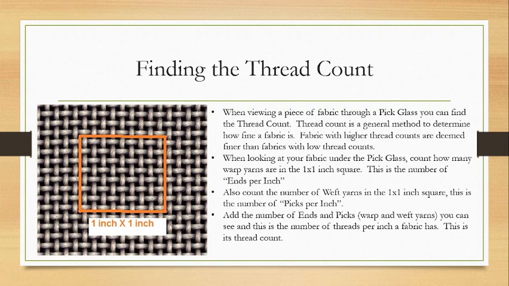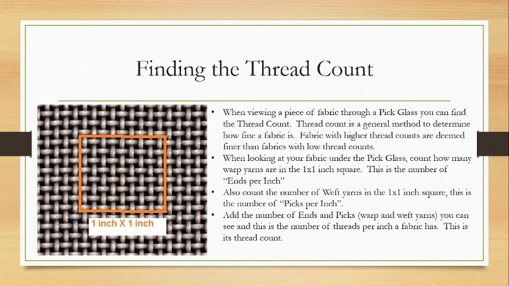So, thread count. If you've ever bought bed sheets, you've heard the phrase thread count. Thread count is used throughout the textile industry, but most lay people know the phrase from buying bed sheets, because bed sheets advertise what kind of thread count they have. A higher thread count is more desirable. So you see here it's 200 threads per inch or 300 threads per inch.